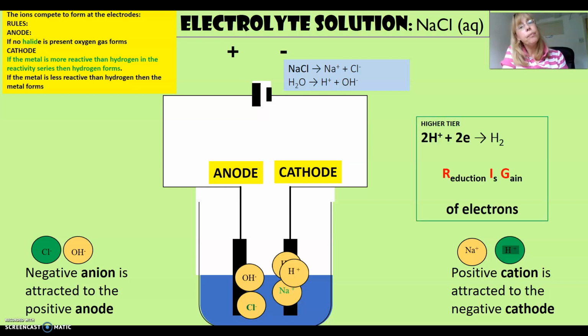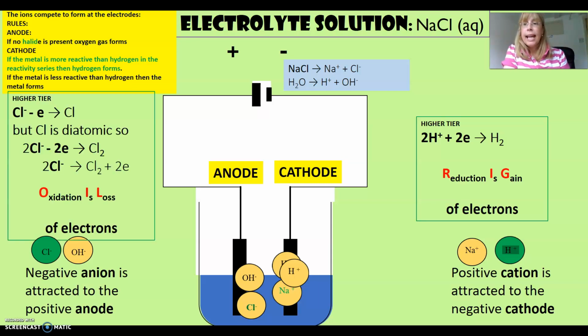So the equation for what forms at the cathode, the hydrogen ions gain electrons to form hydrogen gas. Again, diatomic, so don't get caught out. And at the anode, the chloride ions are going to lose electrons to form chlorine gas, which is diatomic, so we've got to manipulate the equation, so it's Cl2, and we get oxidation taking place there. So those rules in yellow are really important for you to learn.